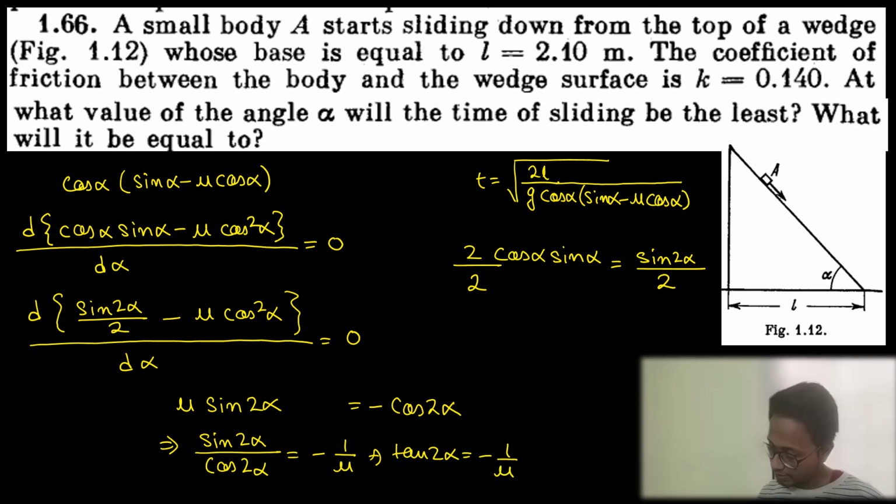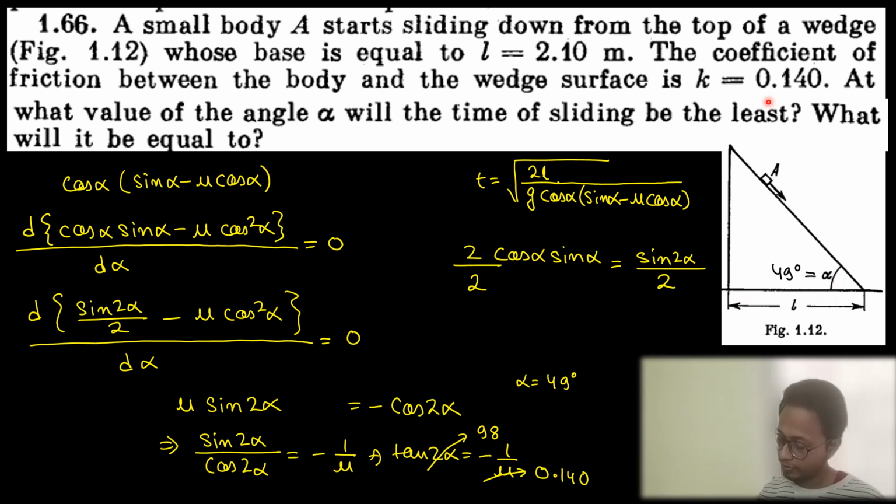If you put the value of mu as 0.140 and use a calculator, the value of 2 alpha would come out to be 98. 2 alpha is equal to 98, or alpha is equal to 98 divided by 2, which is 49 degrees. So for alpha equal to 49 degrees, it would take minimum time to travel this much distance. This length is fixed, and this length can vary according to alpha.